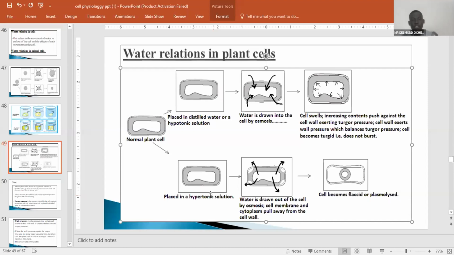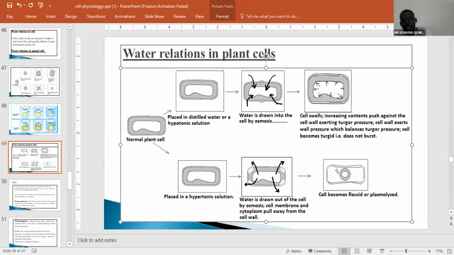And what happens once the water has been drawn out of the cell by osmosis? The cell membrane and the cytoplasm pull away from the cell wall. That is shown using this diagram here. If you see where we have our cell membrane, the cell membrane is pulling away from the cell wall. The cytoplasm is also pulling away from the cell membrane. It's like some kind of shrinking, okay? So now it's losing the shape.